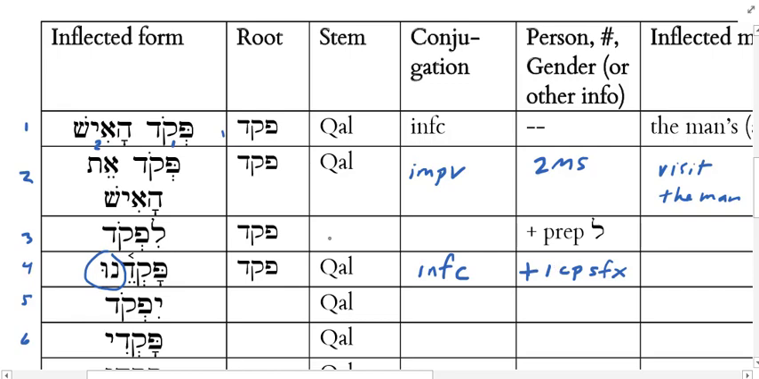Okay? When I add the lamed preposition to code here, as I did here, so this is the cal infinitive construct, notice that I have put plus preposition lamed because what that's indicating is that the lamed is something I've added that is optionally added. It does not have to be there. And I would translate that as to or in order to visit. All right?